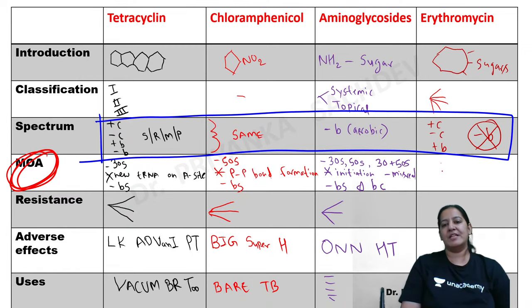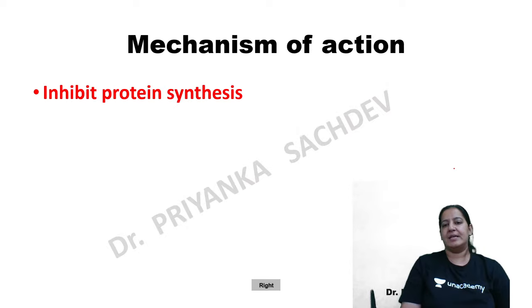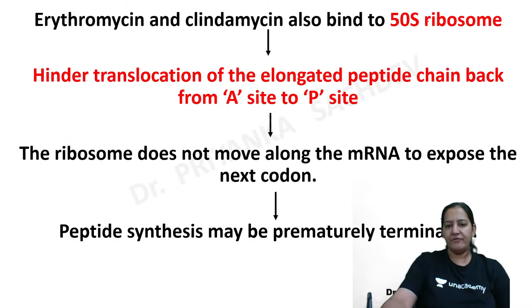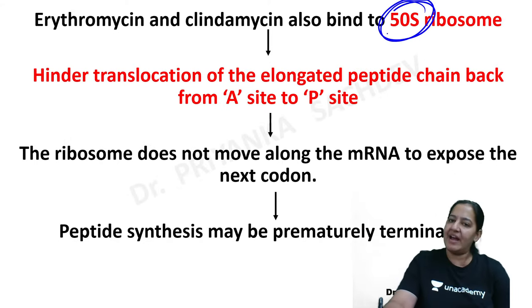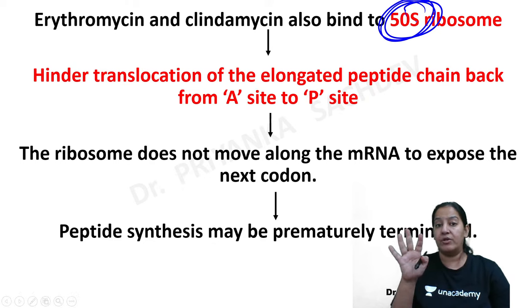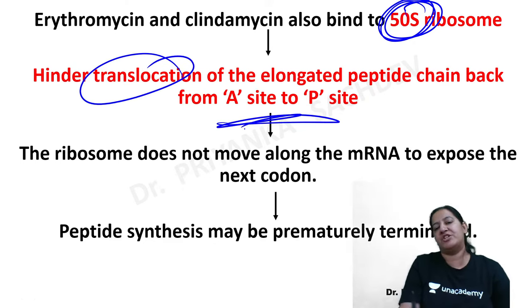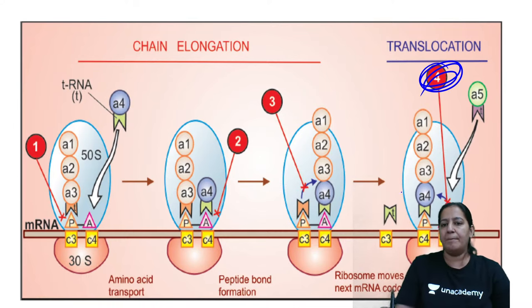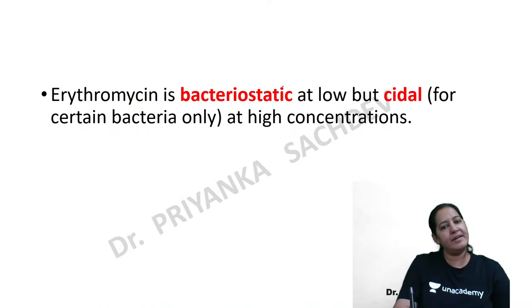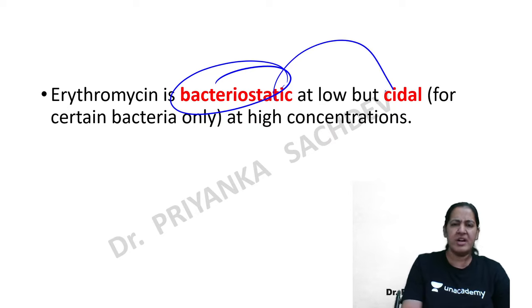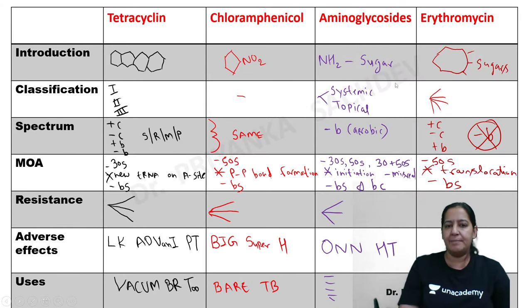So, step number 4 is inhibited. Here it will act on 50S. Again, like chloramphenicol, it will act on 50S. And step number 4, that is translocation of the ribosome by one codon, that is the A2P shift, the last step. So the complete codon cannot shift ahead. And it is also bacteriostatic. At low concentration it is bacteriostatic, at high concentration it may be cidal, but yeah, we will consider it bacteriostatic.